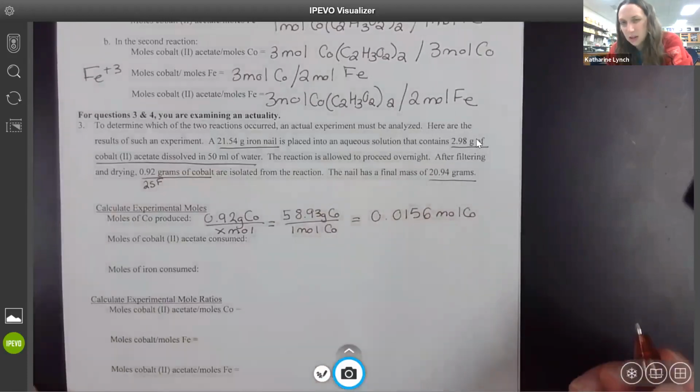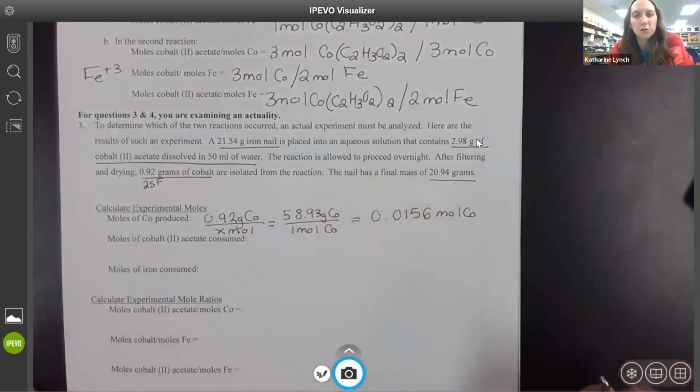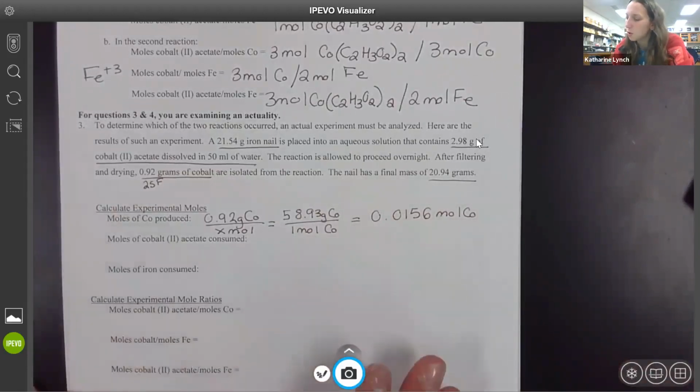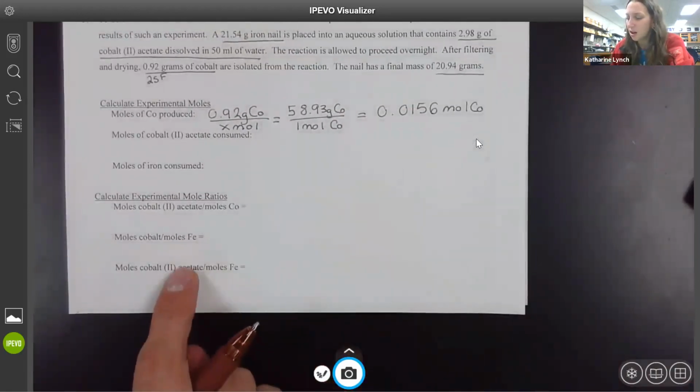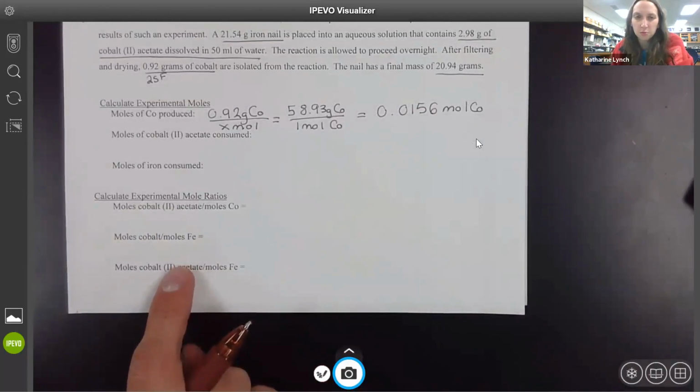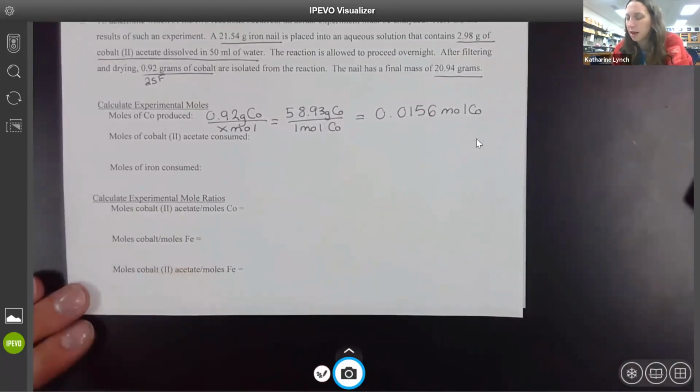You might be thinking, Mrs. Lynch, you just said I'm going to stick with 2 sig figs. Keep your sig figs for a little bit while longer because we're going to actually use this. We're not done yet. And we're going to calculate some experimental mole ratios. So I'm going to hang on to a few more sig figs right now because I'm not done yet. I always round at the end.